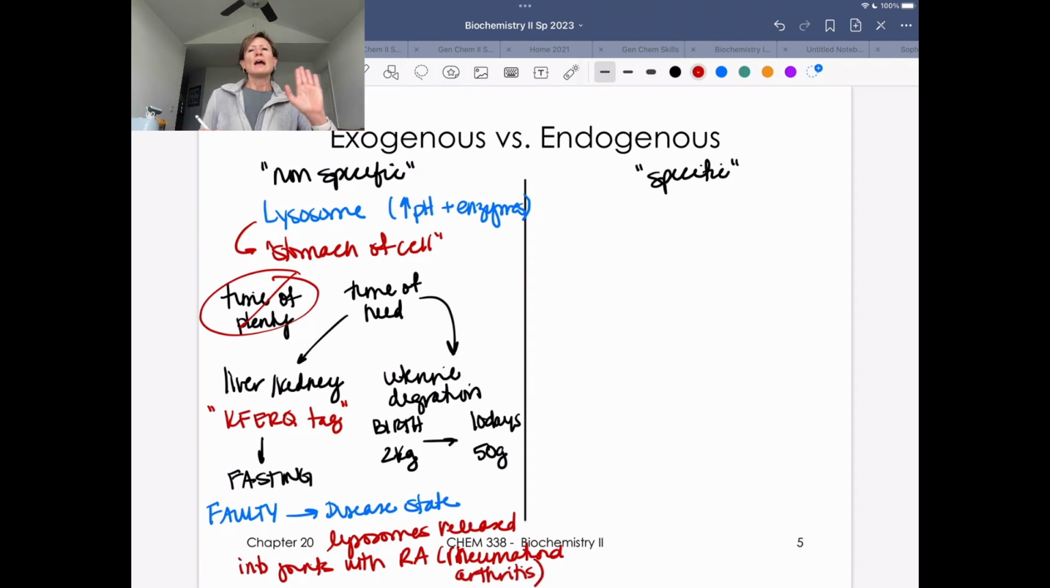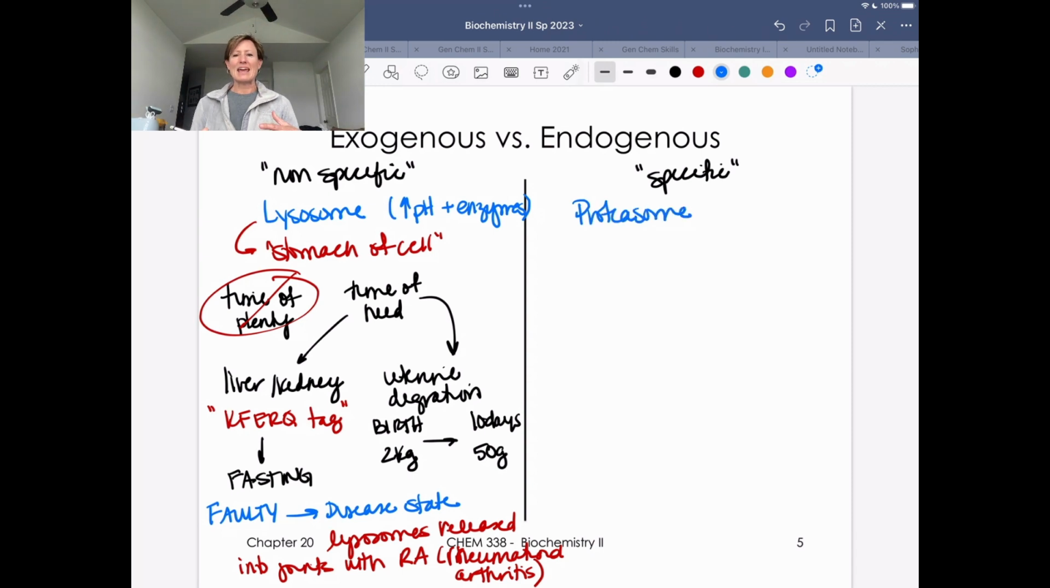Okay, so I'm calling this non-specific degradation because you basically just throw proteins into this organelle that has a low pH and pH-adjusted enzymes that are just going to hydrolyze those peptide bonds, break those proteins down into their component amino acids. So when I talk about specific degradation, I'm going to be talking about the proteasome.